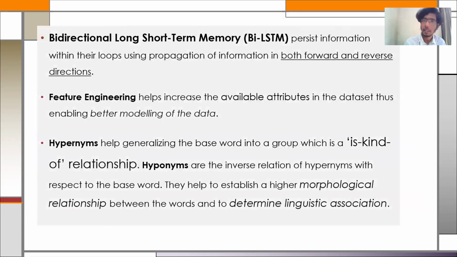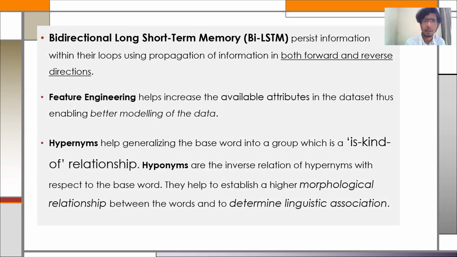So what are BiLSTMs? BiLSTMs are a particular type of neural model which helps to persist information in both forward and reverse directions. That is, a particular BiLSTM model will be able to predict which word will occur next or before a particular location within the sequence. So we use feature engineering also along with BiLSTMs. Feature engineering helps increase the attributes available in a dataset, thereby enabling better modeling of data.